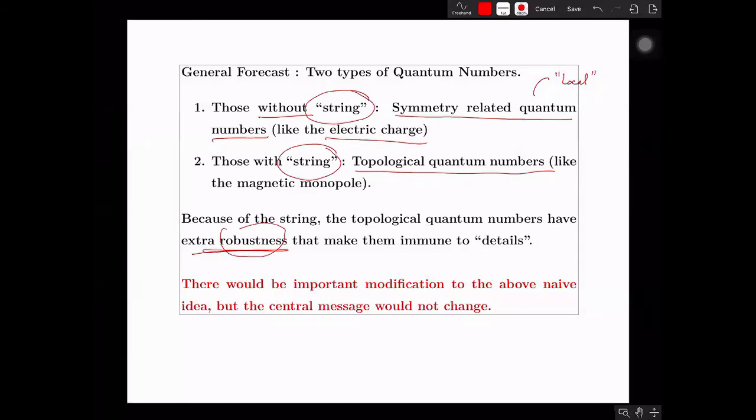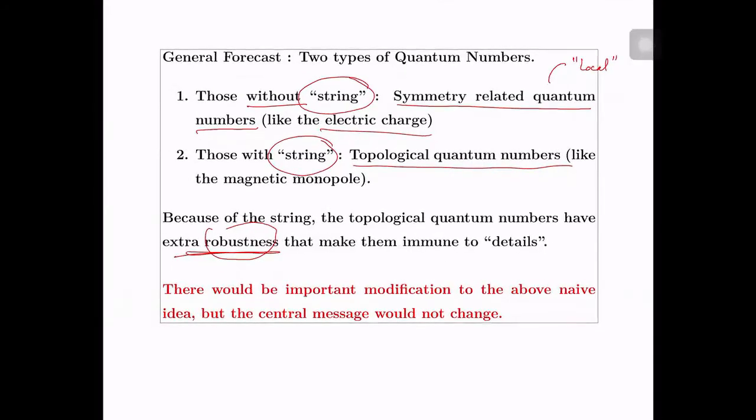But the point is that if we understand these two classes of quantum numbers, symmetry-related quantum numbers and topological quantum numbers, that's a good starting point for understanding what topological ideas can do, or when they are relevant in a physical system. So I'll take one more pause and ask for questions.